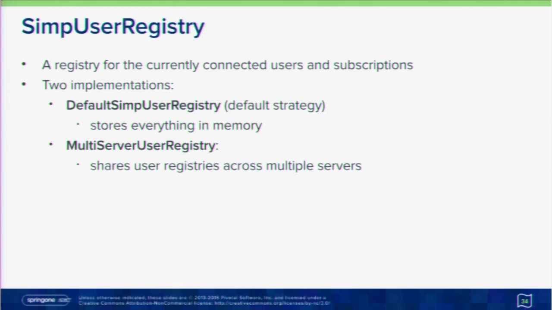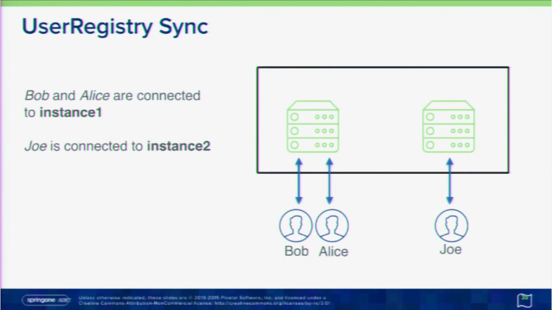Internally, Spring keeps track of the users that we have connected by something called the simple user registry. The default strategy is to store everything in memory. That means that all the users and subscriptions will be stored in memory. But if you enable a property to broadcast the state of the user registry, we'll be using the multi-server user registry. This will basically broadcast the state of the user registry, so all the nodes will have the full picture of all the connected users.